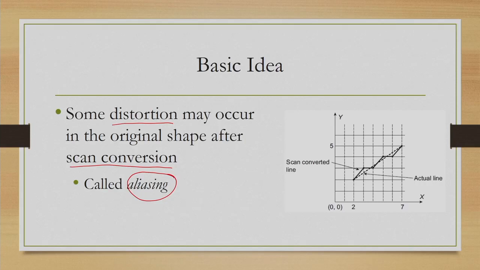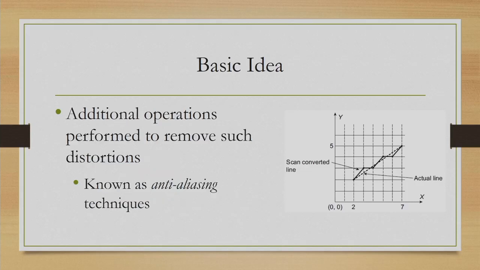Now, why it is called aliasing? What is the significance of this term? Before going into that, we should note that aliasing is an undesirable side effect of scan conversion. We want to avoid that to the extent possible. So, additional operations are performed to remove such distortions. These techniques together are known as anti-aliasing techniques. So, when we perform some techniques to remove aliasing effects, then we call those techniques as anti-aliasing techniques.